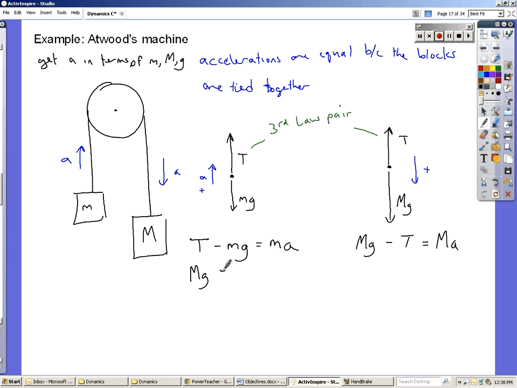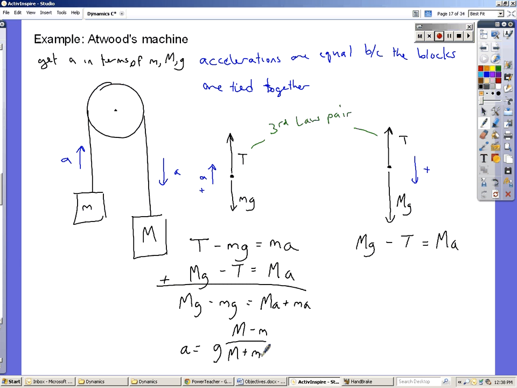So we write the equations under each other like that. They're both true. So if we add what's on the left sides together, and then add what's on the right sides together, we'll get another equation. And notice we've got T and minus T on the left side. So we have big Mg minus little mg left. And then on the right side of the equation, we have big Ma plus little ma. Solve for a, and we get g times big M minus little m divided by the sum of the masses.